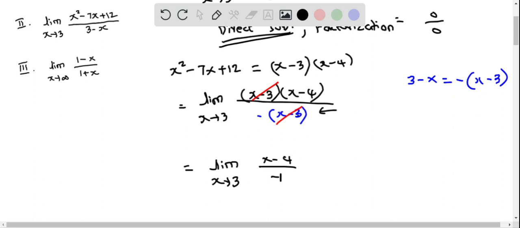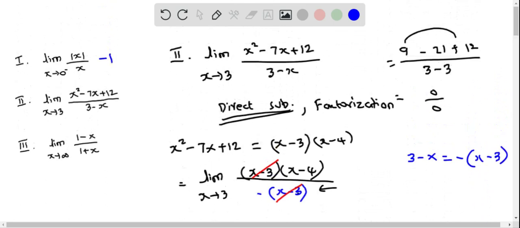Now we can do the substitution. Let me substitute x equal to 3 into this expression. So therefore this becomes 3 minus 4 divided by negative 1, and 3 minus 4 is negative 1 over negative 1, and this is positive 1. So the value of this limit is positive 1. Let me mark it over here.